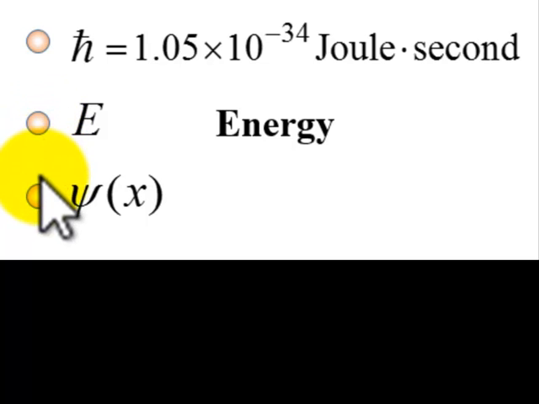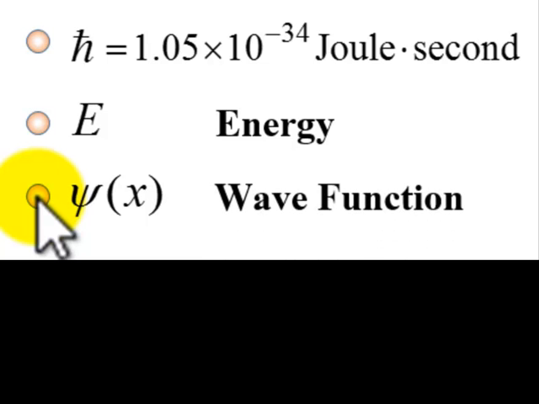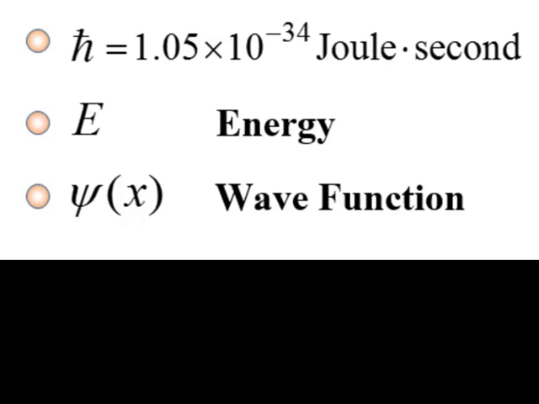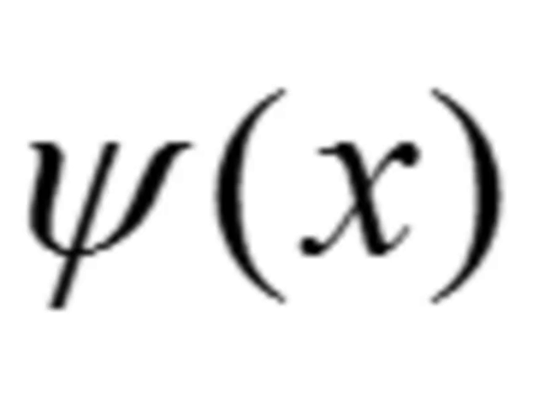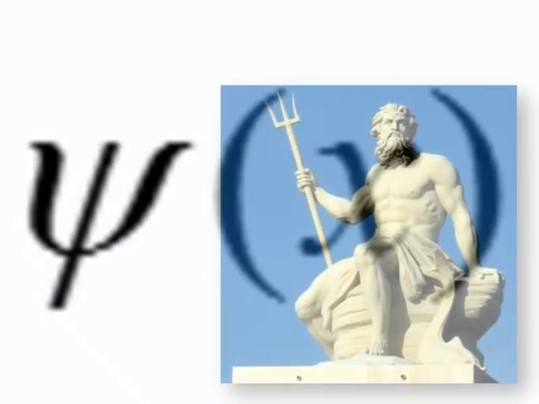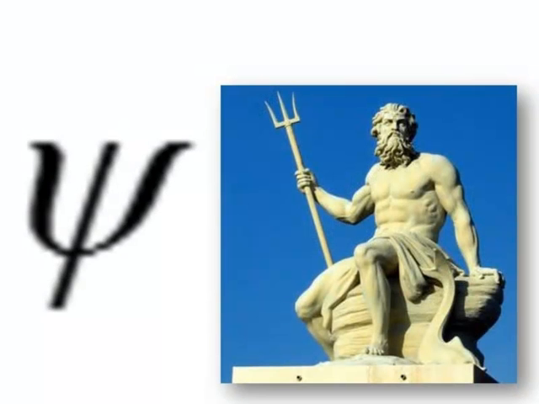The symbol psi, in the context of quantum mechanics, is given a special name called the wave function, which is a function of position x as indicated. It does not really matter if we call the symbol Poseidon's trident instead of the conventional name wave function. This is not intended to be a funny remark, because after all, this is a serious academic lecture.